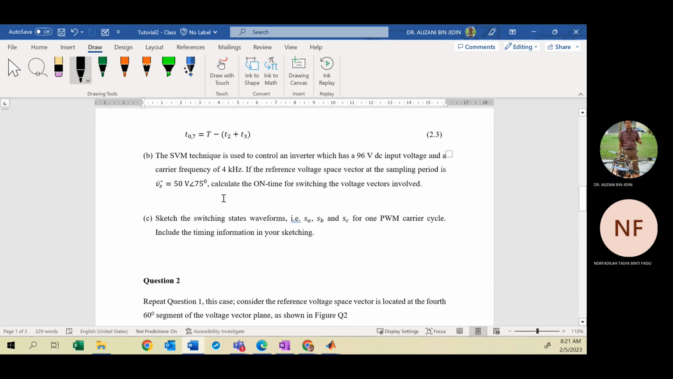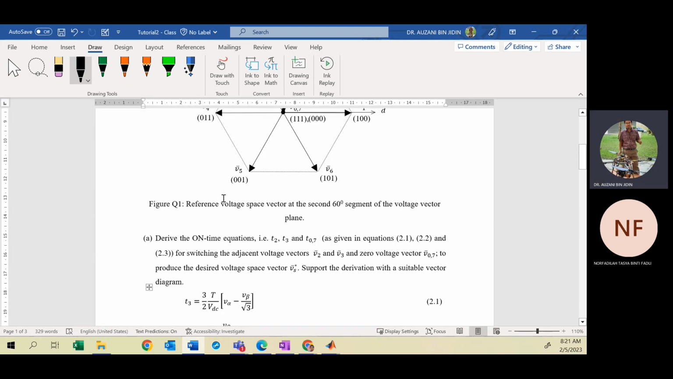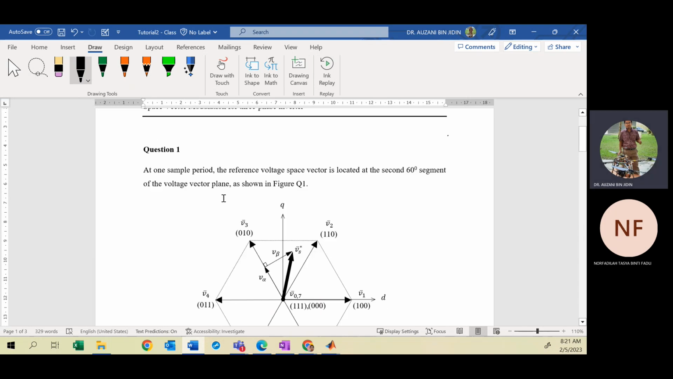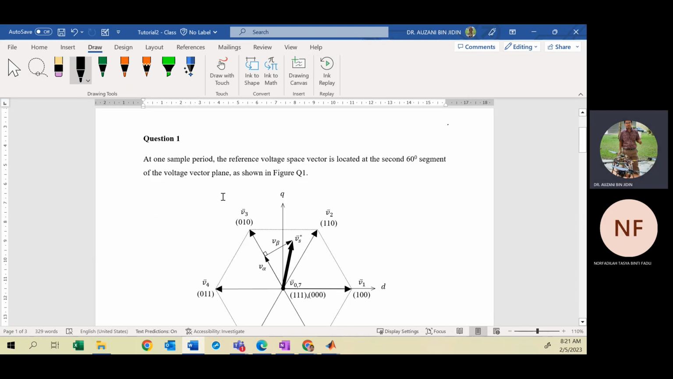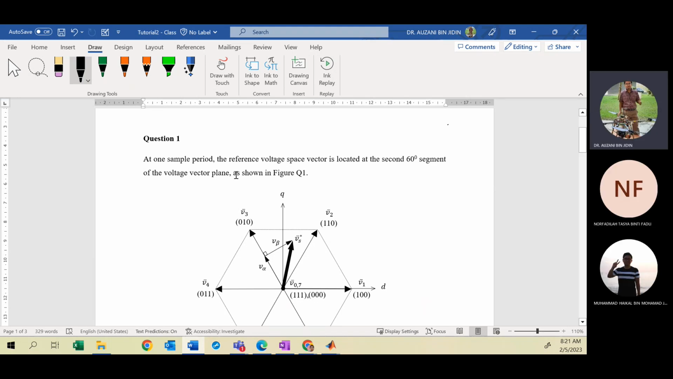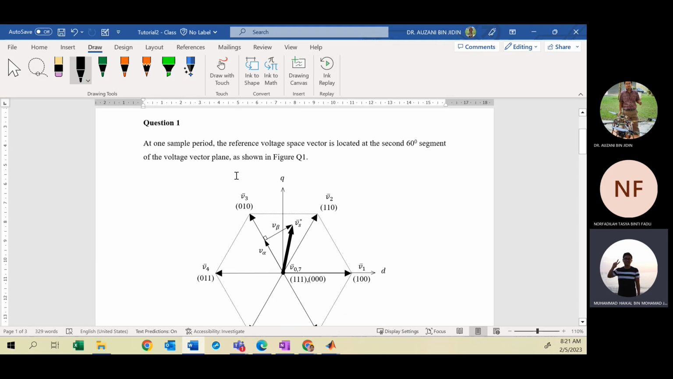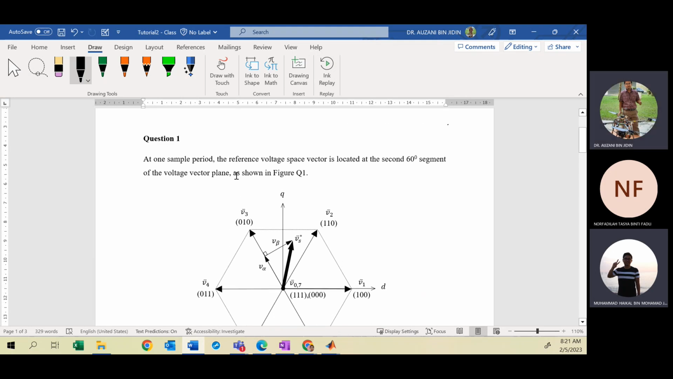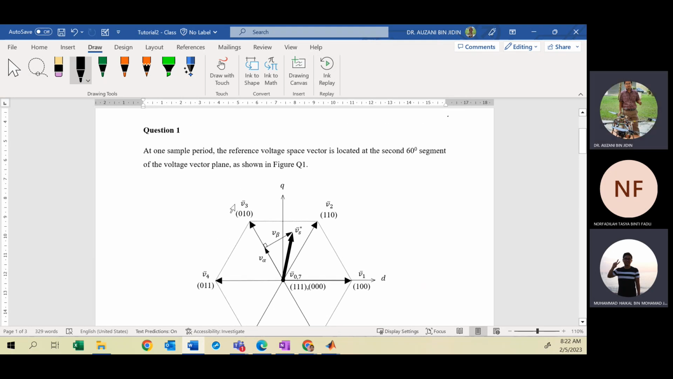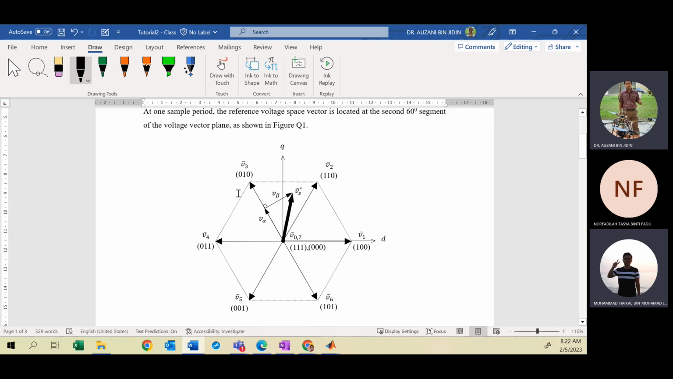But the question asks you to analyze, to derive some equation of on times to switching all the vectors for 3 cases, for 3 sectors. For this case, sector number 2. So remember the voltage vector plane that we have discussed before.